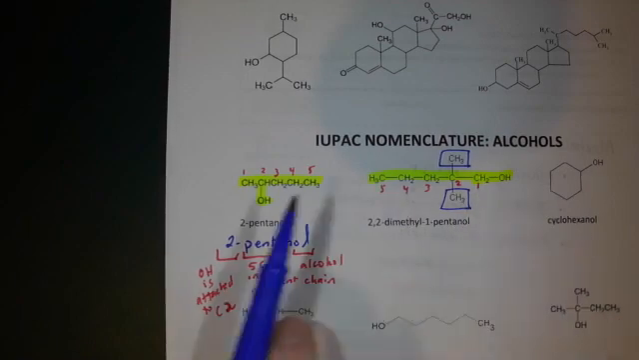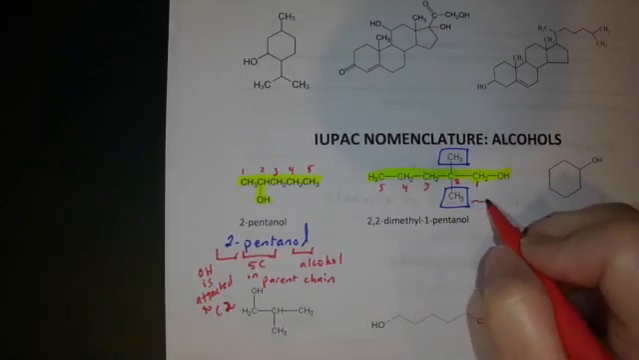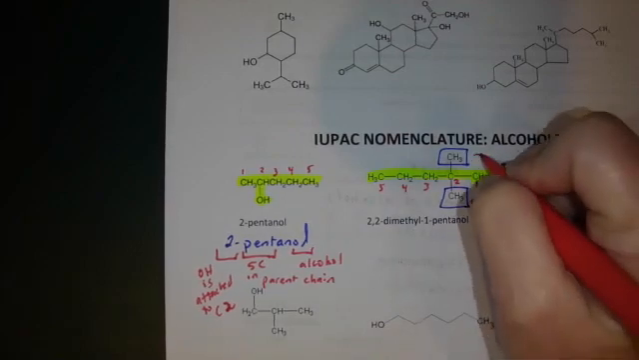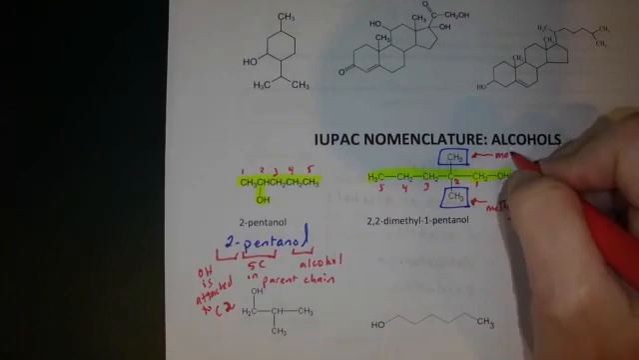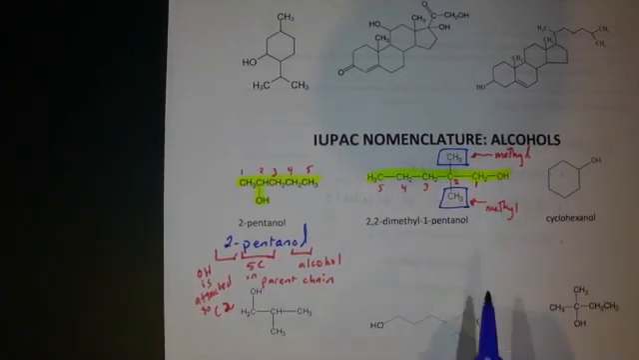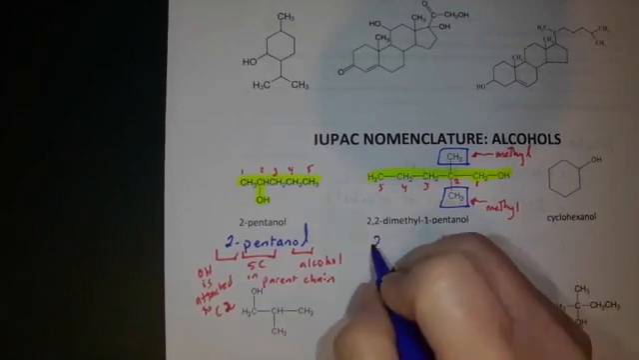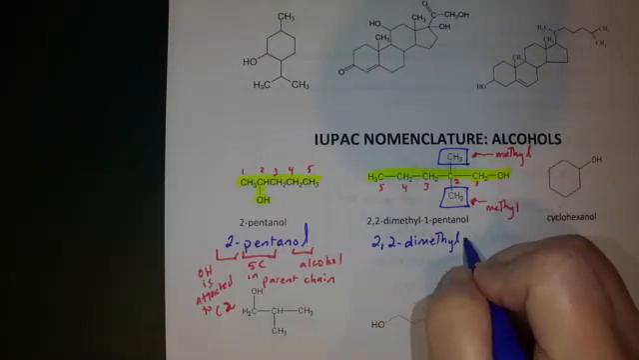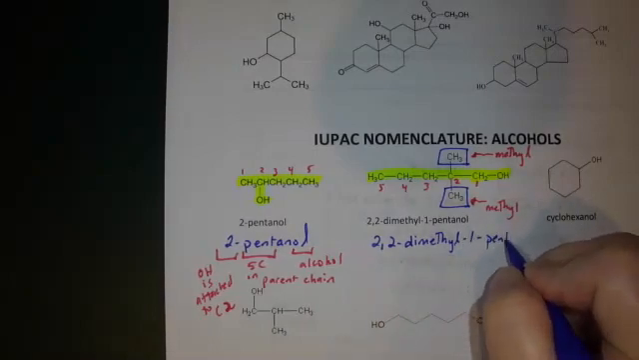I see that I have a methyl group here, and it's attached at carbon 2. And I see another methyl group. It's also attached at carbon 2. So that is named as 2,2, I'll just write it again, 2,2-dimethyl-1-pentanol.